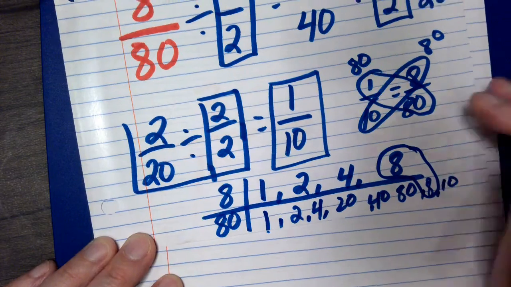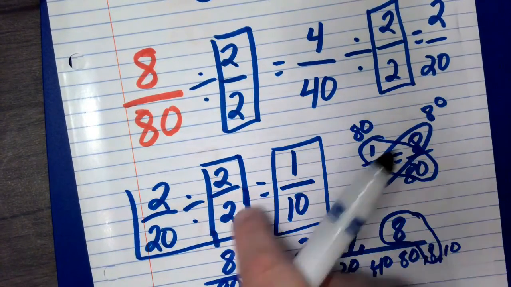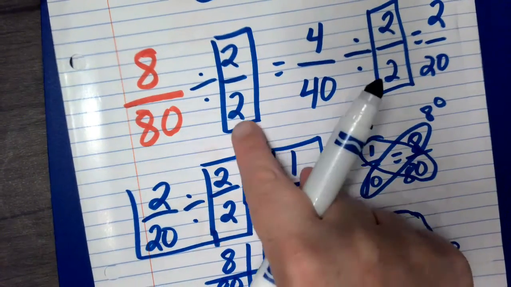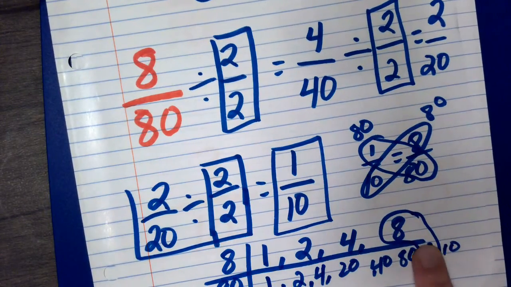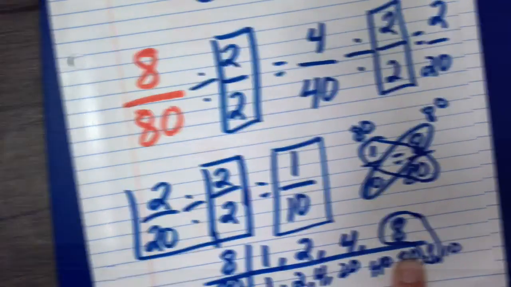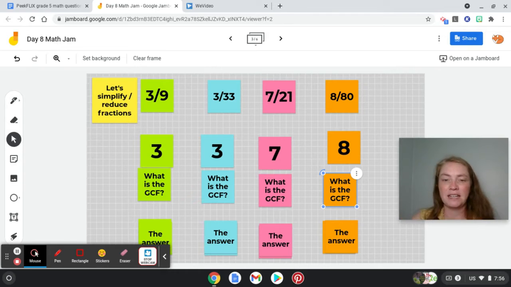And I can also tell what the greatest common factor is after I've done all this work if I multiply these all together. So 2 times 2 is 4, and 4 times 2 is 8, and that's what I'm going to be dividing by.